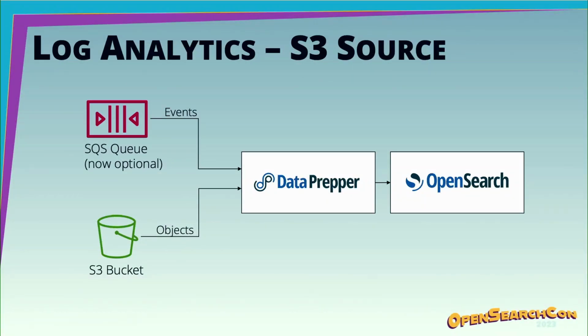For log analytics use cases like these, where you have this constant stream of data coming in, we recommend that you use an SQS queue and an S3 bucket. So as these services, such as the VPC flow logs, are writing data into your S3 bucket, it's going to add a message to your SQS queue, which notifies Data Prepper, hey, let's load from this bucket and let's take it into OpenSearch.